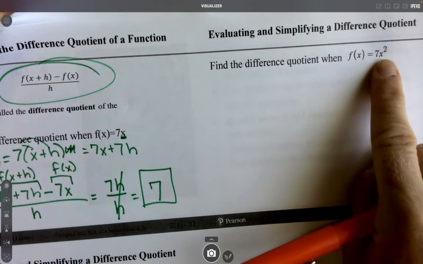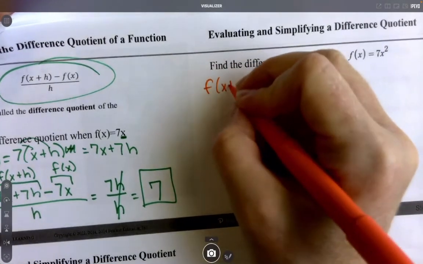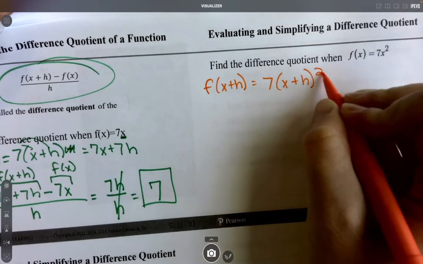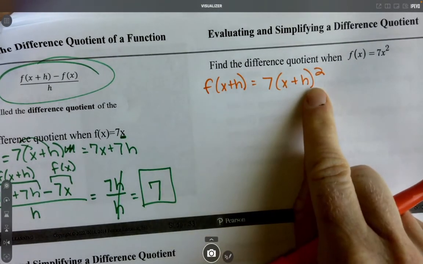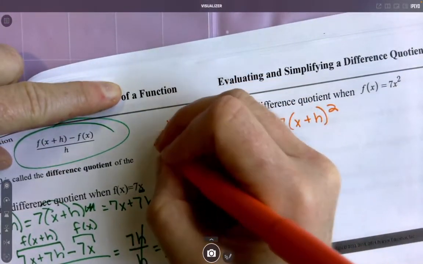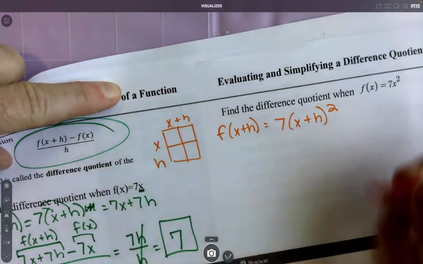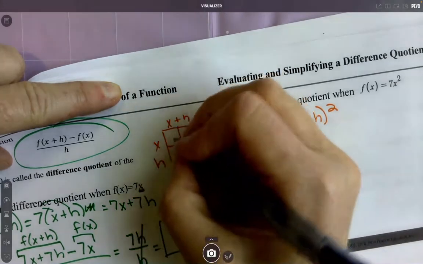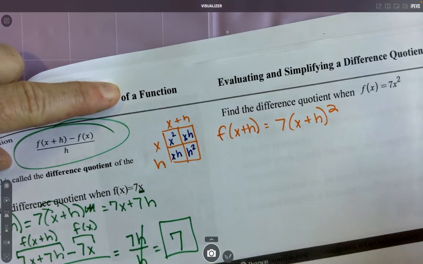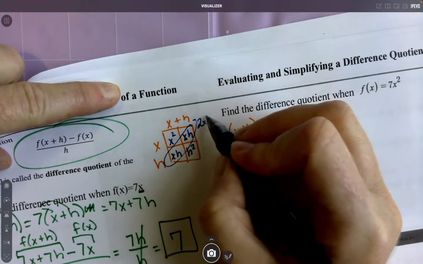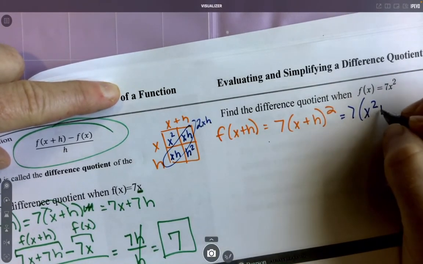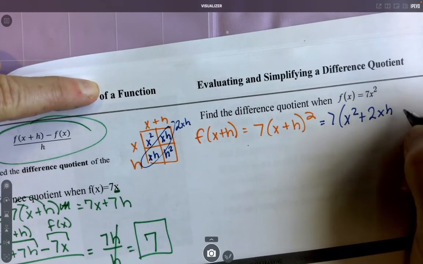So f of x is 7x squared. So let's do f of x plus h, which gives us 7 times x plus h squared. X plus h, you have to use the box. X plus h times x plus h. X squared, xh, xh, h squared. This gives us 2xh. So this is 7 times x squared plus 2xh plus h squared.